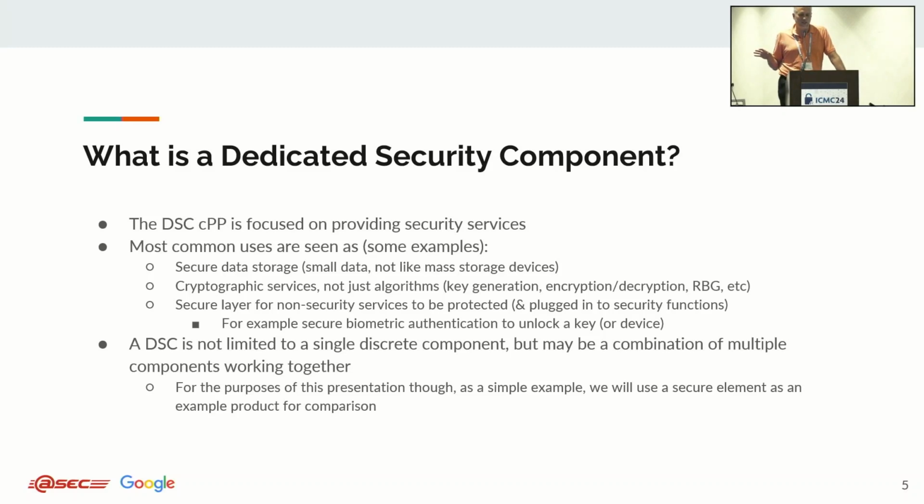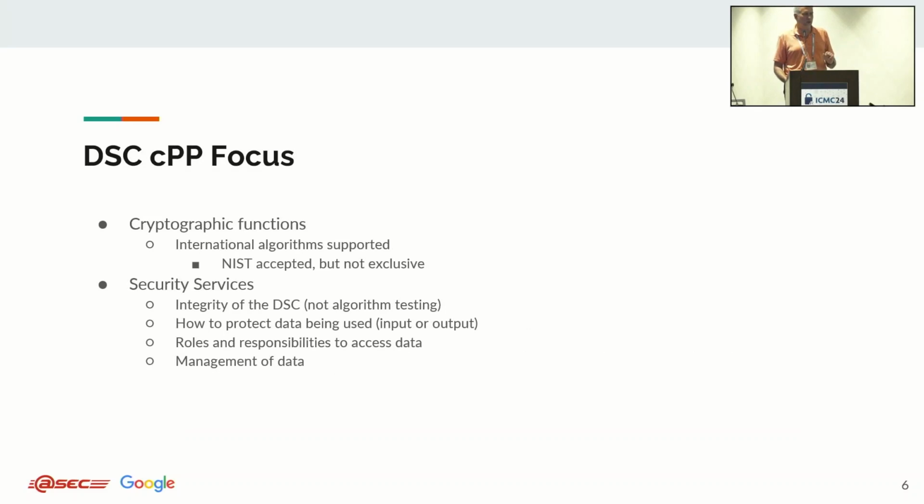So generally, we don't assume that a DSC is going to be a discrete component, but for the rest of this presentation, we're actually going to utilize a secure element as an example. That's just for simplicity in talking, not because we ever expect anybody to use these requirements for a secure element, mainly because it has its own PPs, like PP84, which is usually what everybody does for that. But we figure that everybody knows what a secure element is, so it's a good thing to use as an example.